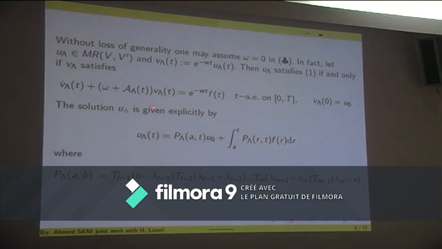For the corresponding semigroup, it's just a rescale. It's a multiplication by exponential of minus omega t of the corresponding semigroup. Just a rescale. Good. Alors, what is new here is just that the solution u_lambda is given explicitly for the approximation problem. We have constructed this solution. It's given by P_lambda. What is P_lambda? It is this product of semigroups.